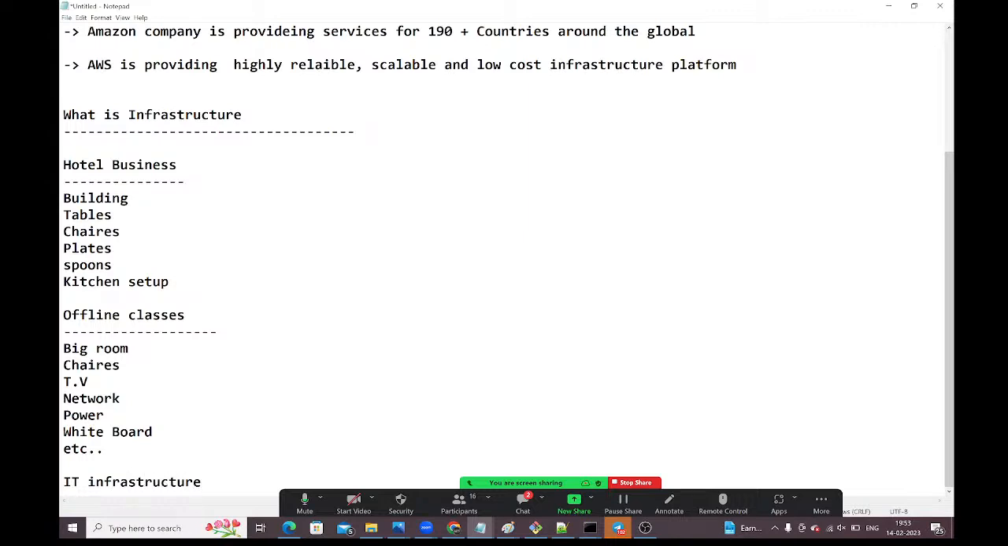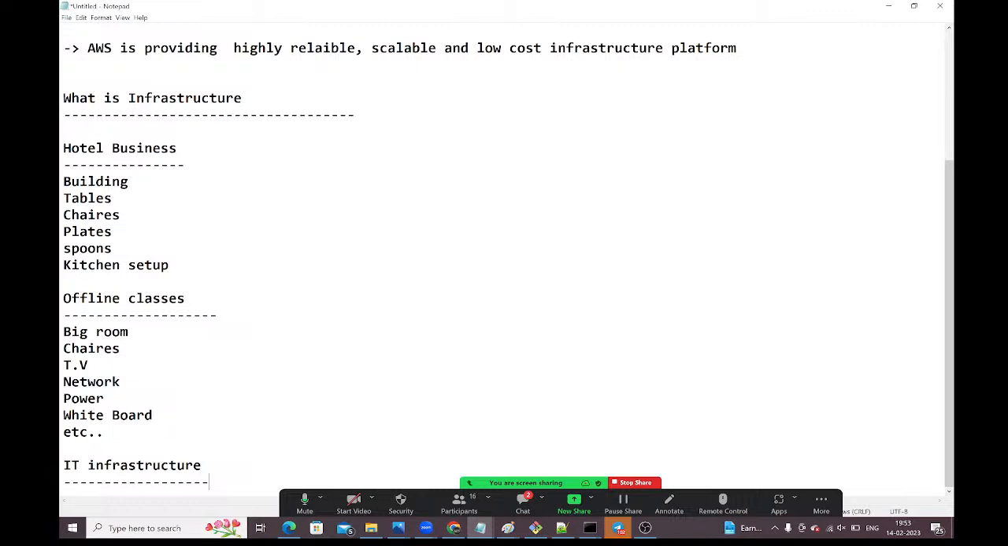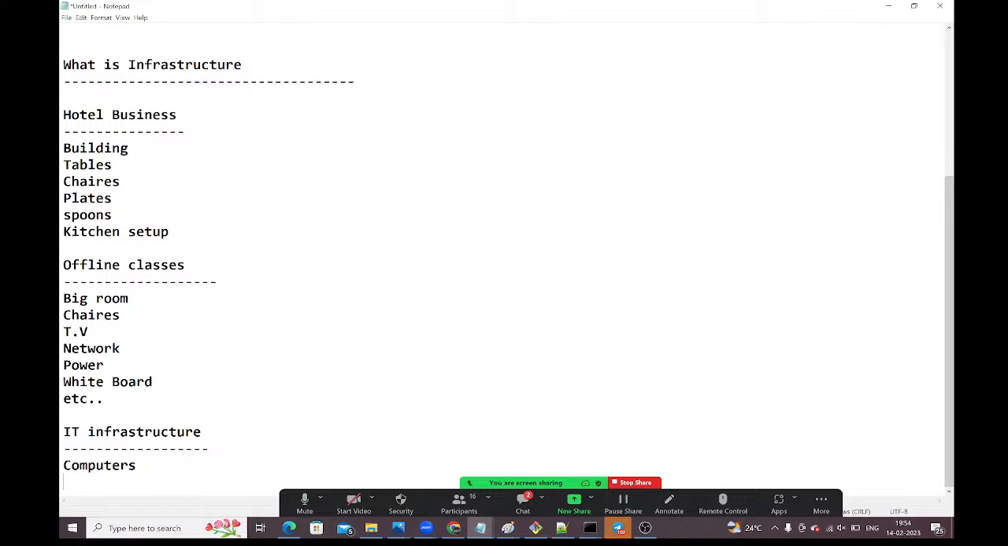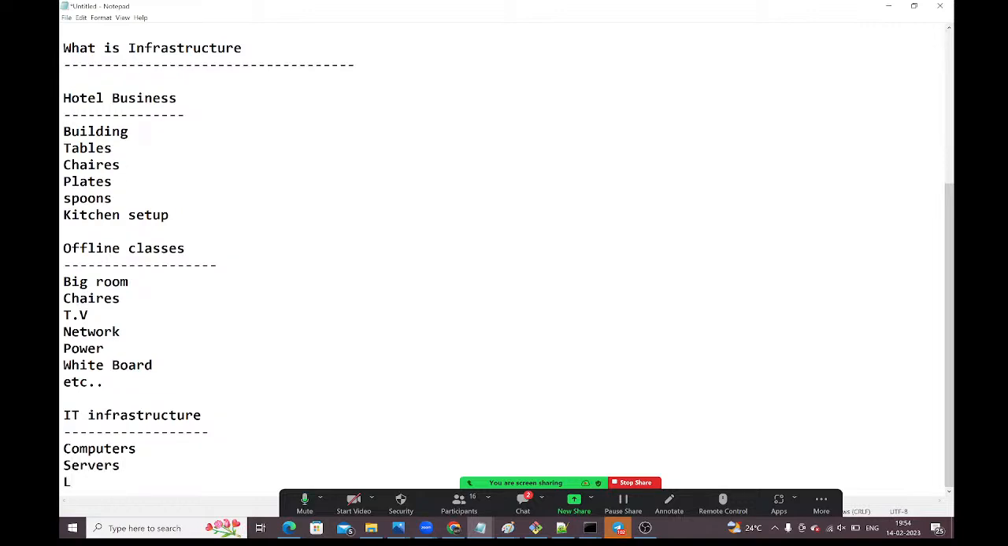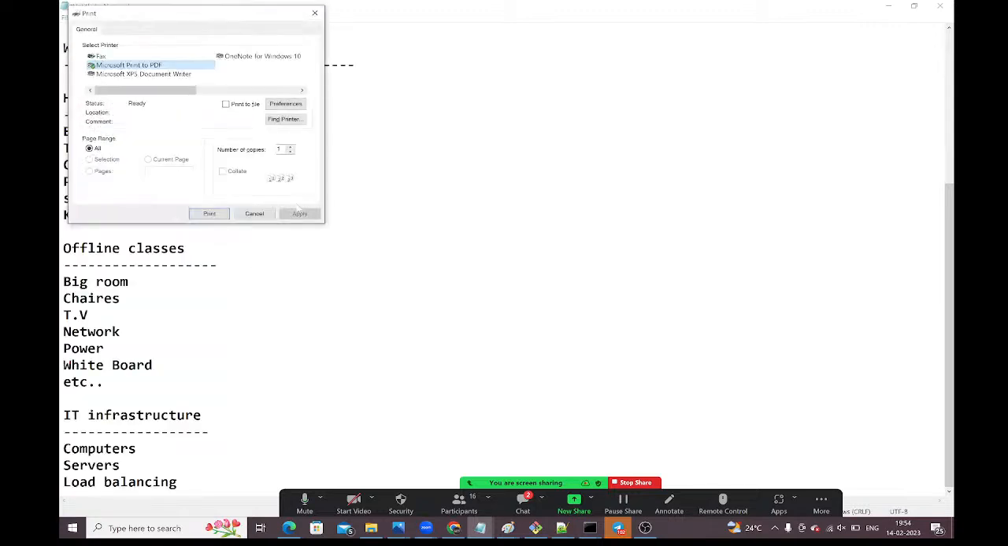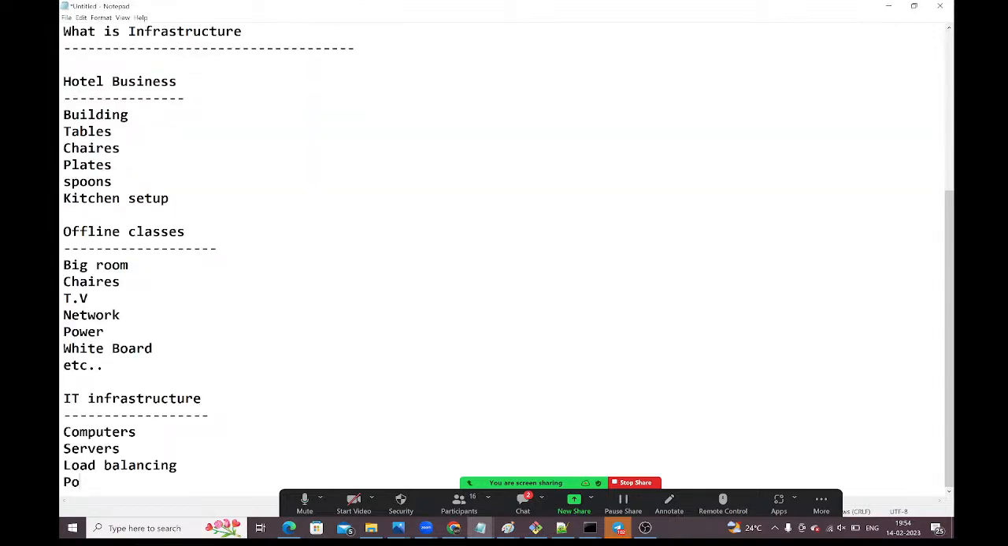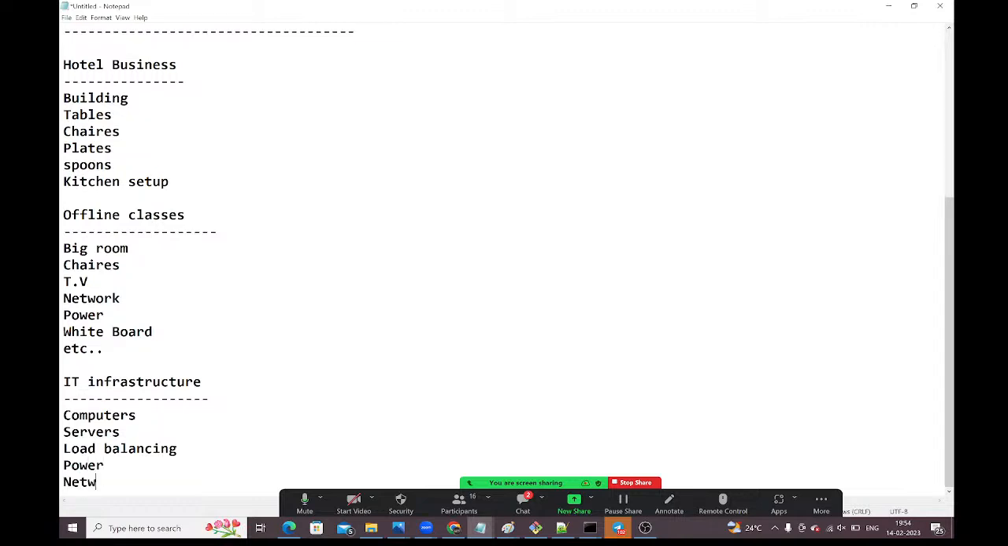How will you set up the IT infrastructure? If you want to set up the IT infrastructure, what do we require? First thing, computers must be required. Next, servers must be required. Next, load balancing must be required. Next, power must be required. Next, network must be required.